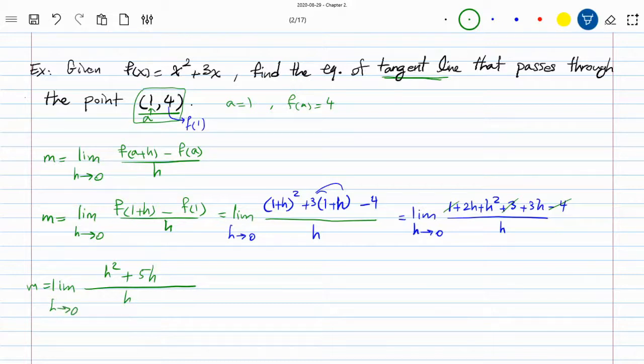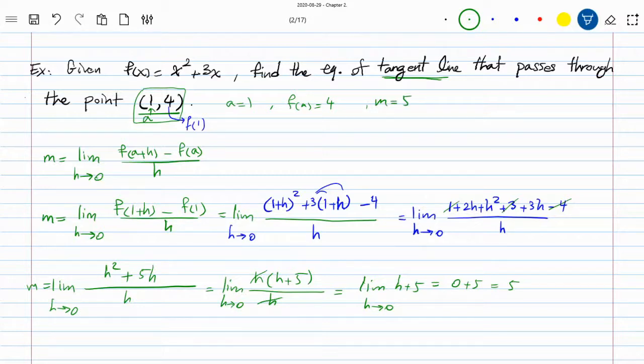Now you can factor out an h and cancel it out. So it would be the limit of h times h plus 5, divided by h. These two will cancel out as h approaches 0. So it would be the limit of h plus 5 as h approaches 0. And that is simply replace 0 for h, you'll get 0 plus 5 equals 5. Okay, so here I figured out the slope. Slope turns out to be 5.